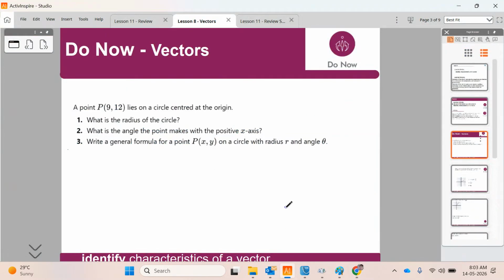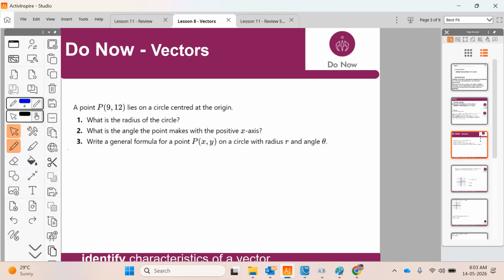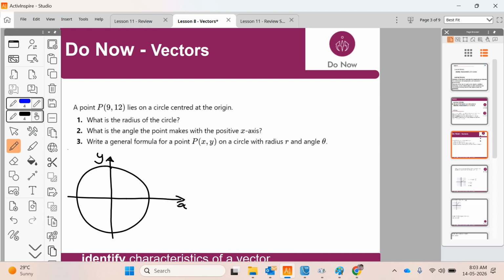Okay, so to solve a problem like this one, we want to do a little bit of a sketch. We have some axes like this. This is our x-axis, this is our y-axis. We have a circle centered at the origin, and then we're given a point P. Point P, we're told, is at (9, 12). And we're asked to find the radius here.